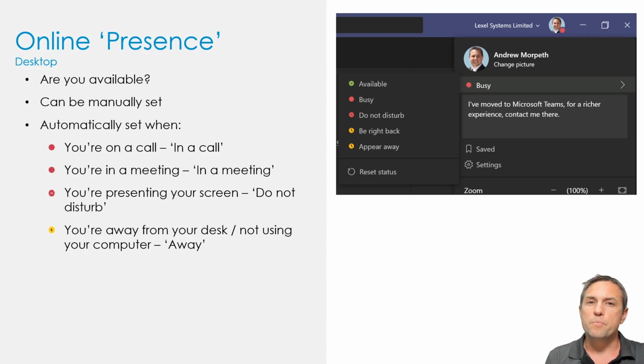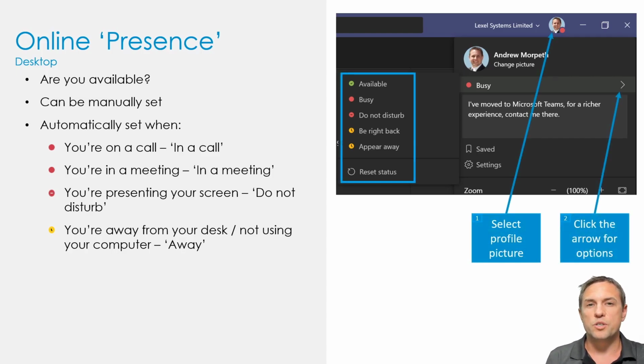Now you can set this manually, again from your profile picture. You can select the current status, which here you can see is on busy. Just select the arrow to the right hand side of that, and you've got some options here. So you've got available, you have busy. You can set do not disturb.